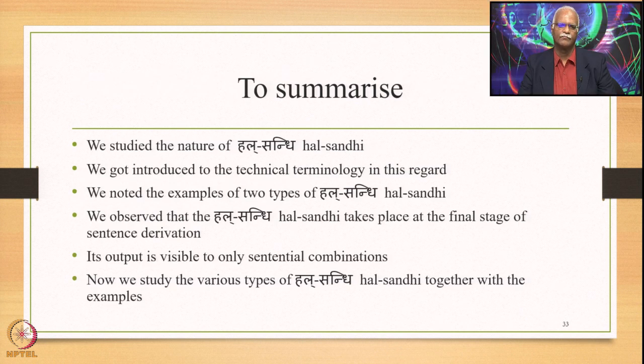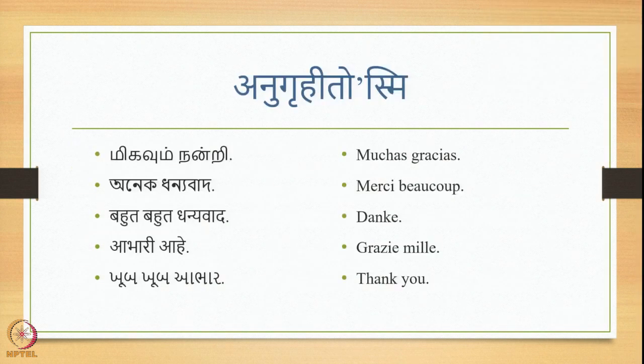To summarize, we studied the nature of hal sandhi in this lecture. We also got introduced to the technical terminology in this regard. We noted the examples of two types of hal sandhi. We observed that the hal sandhi takes place at the final stage of sentence derivation, and its output is visible only to sentential combinations. Next, we study various types of hal sandhi together with the examples. Thank you for your patience.